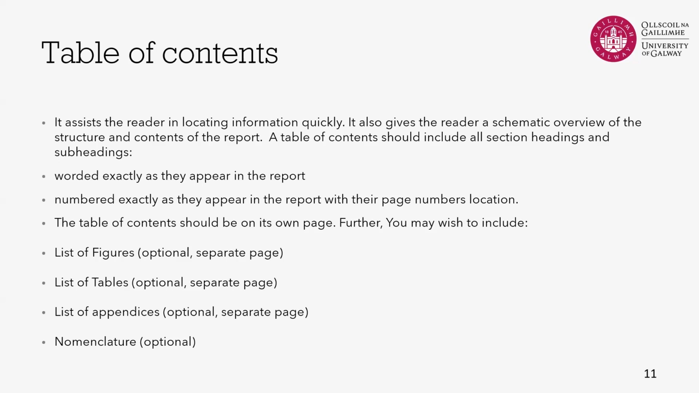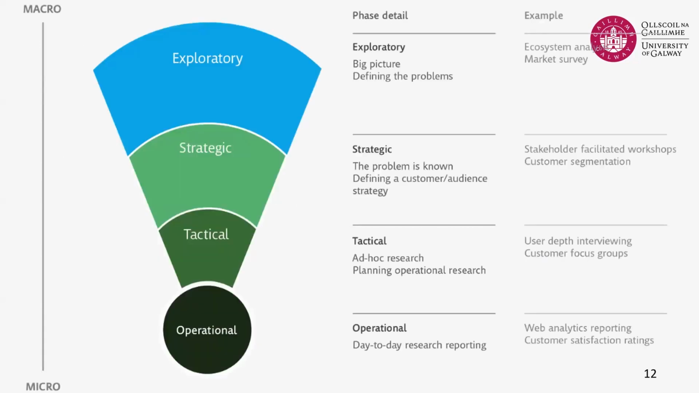This is just repetition of the same thing. Creating a table of contents is important. It should have a list of figures, a list of tables, a list of appendices, and everything.